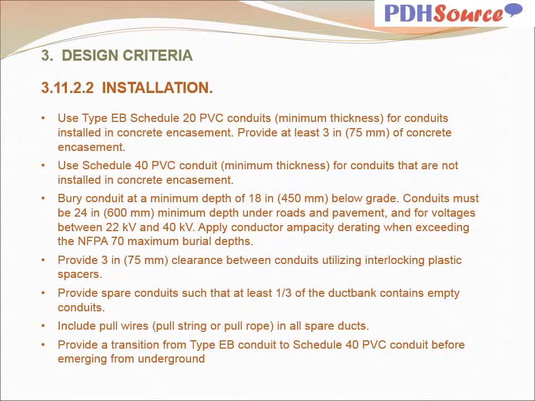Provide 3-inch clearance between conduits utilizing interlocking plastic spacers. Provide spare conduits such that at least 1/3 of the duct bank contains empty conduits. Include pull wires, pull string, or pull rope in all spare ducts. Provide a transition from type EB conduit to Schedule 40 PVC conduit before emerging from underground.